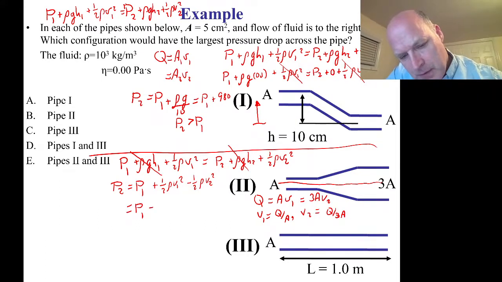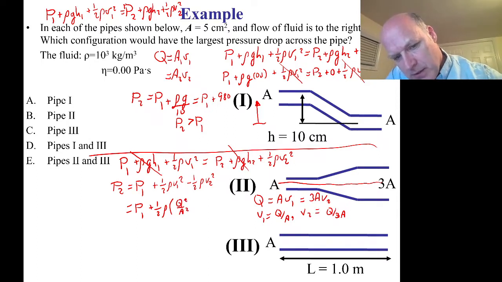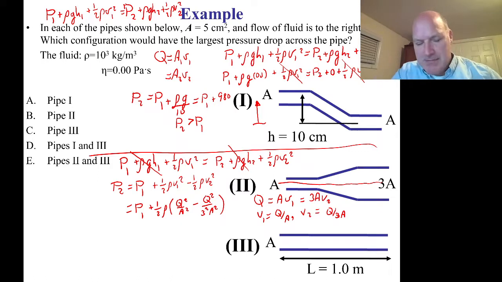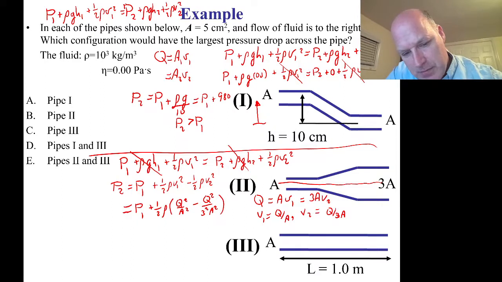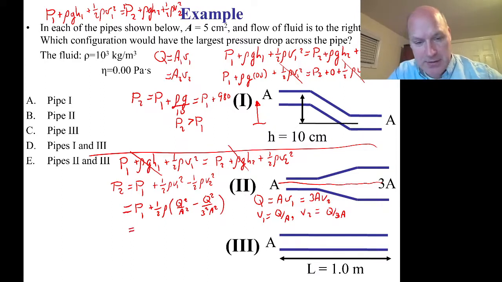P1 plus 1/2 rho, I can put them in parentheses, I guess. Oh, it's squared. So we've got to say Q over A squared minus Q squared over 3 squared A squared. Now, look, I plugged it in. I did some steps at the same time there to save some space. If you were to do it, maybe you would do the algebra a little differently.